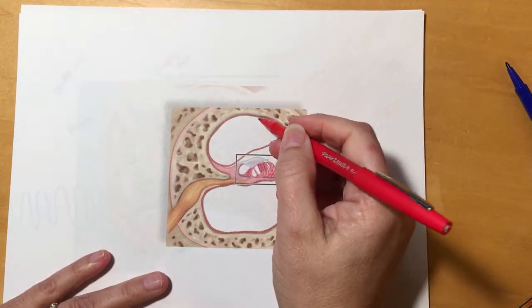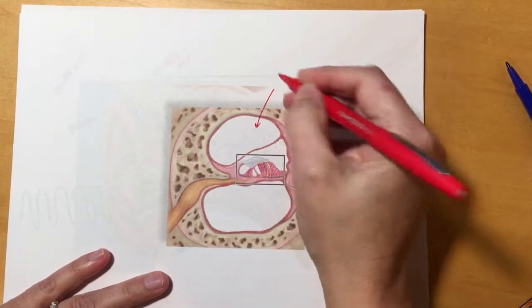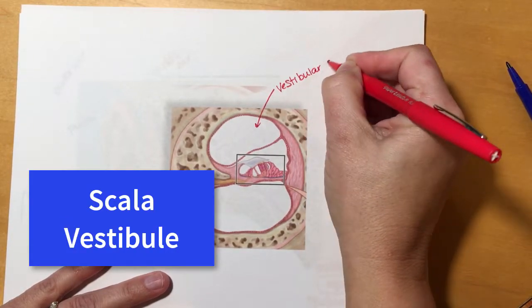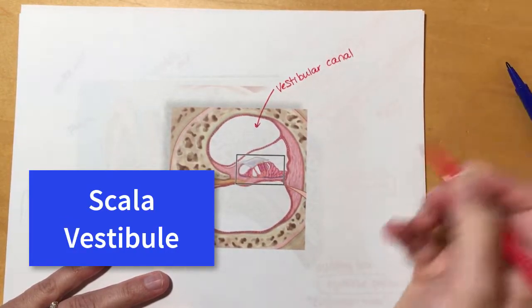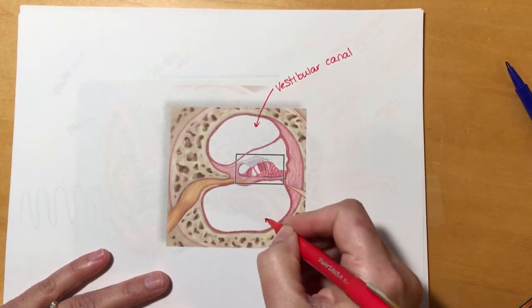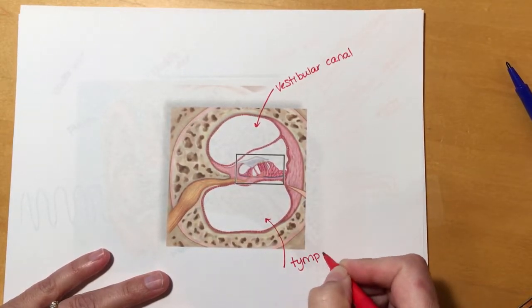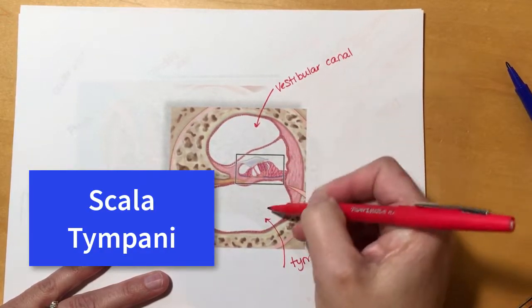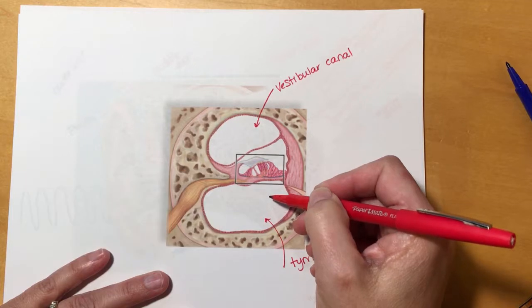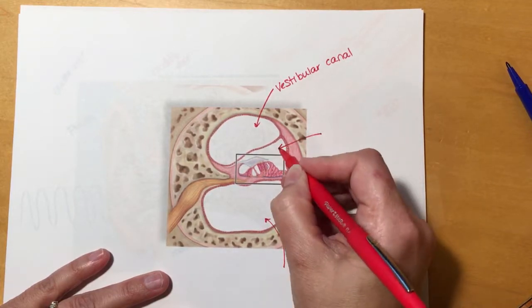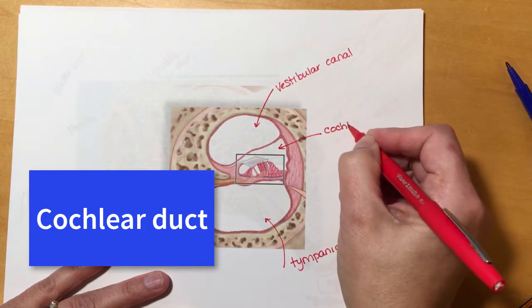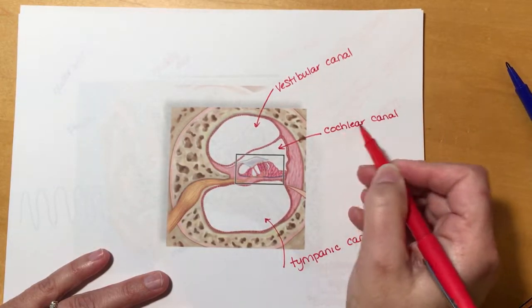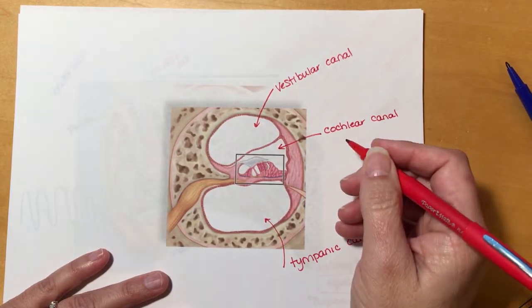The first chamber is up here, and this is called the vestibular canal. In your textbook, it's called the scala vestibuli. It is mirrored by one on the bottom called the tympanic canal. In your textbook, it's called the scala tympani. And in between the two of them is something called the cochlear canal. Your textbook calls it the cochlear duct. That one's a little bit easier to remember because it has the word cochlea in it.